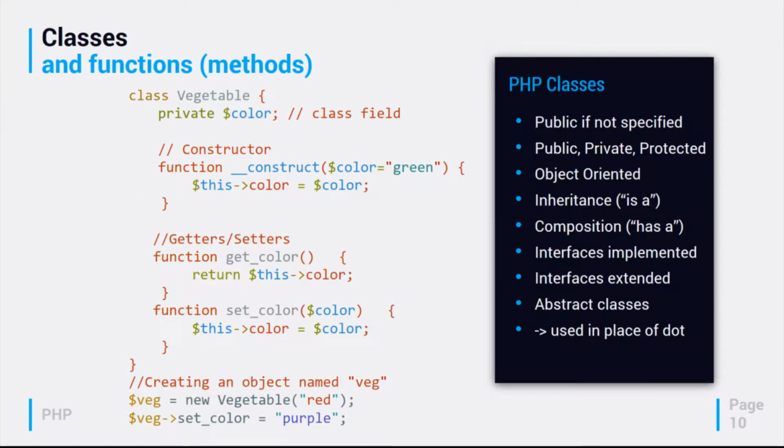Classes and methods without an access designation are public. Notice how the dash followed by the right caret symbol is used to access an object's property where a dot would be used in Java. Like Java, inheritance is an is-a relationship by using the extends keyword. While both Java and PHP support implementing interfaces with the implements keyword, PHP also supports extending interfaces with the extends keyword.